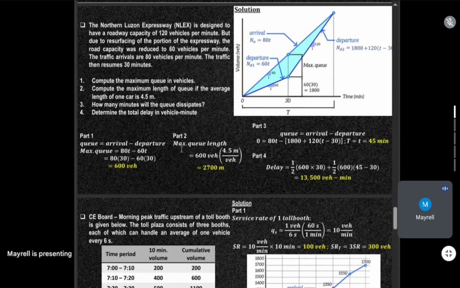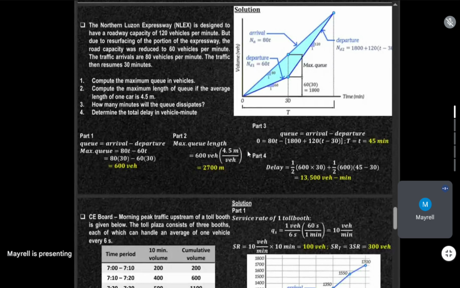Then part 2, the maximum queue length. So the 600 vehicles times the 4.5 meters of one car. The queue length is 2,700 meters.